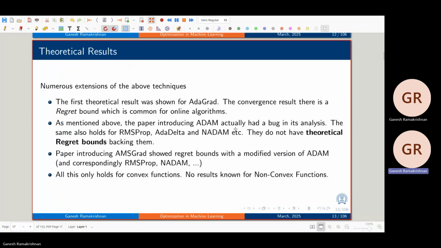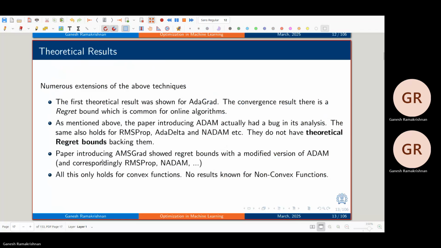So I mentioned this bug is in the analysis. The problem was they didn't have theoretical regret bounds backing their analysis unless the VTs were guaranteed to be positive. The updates were all correct. The theoretical regret bounds analysis was falling apart when you did not have the VTs guaranteed to be positive. That's all. It was not an empirical issue.